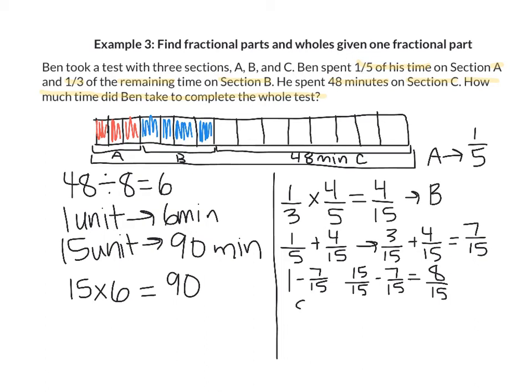We know that 8/15 is equal to 48 minutes. So we can figure out then that 1/15 would be equal to 6 minutes by dividing both numbers by 8. So 1/15 is equal to 6 minutes. Therefore, we can multiply 15 by 6 to figure out what 15/15 is equal to, and that is equal to 90 minutes.